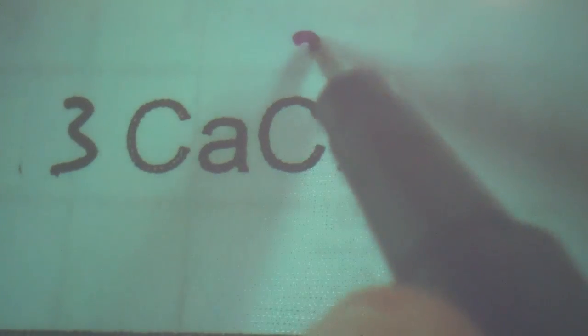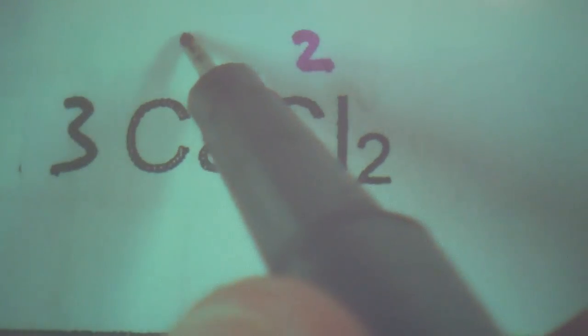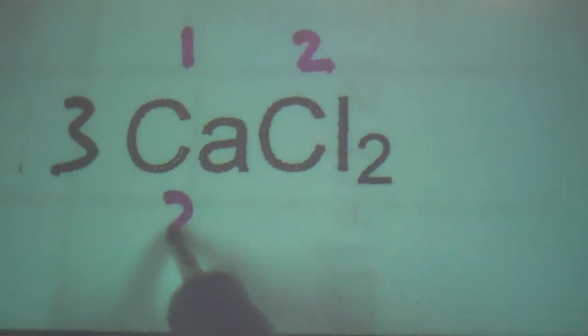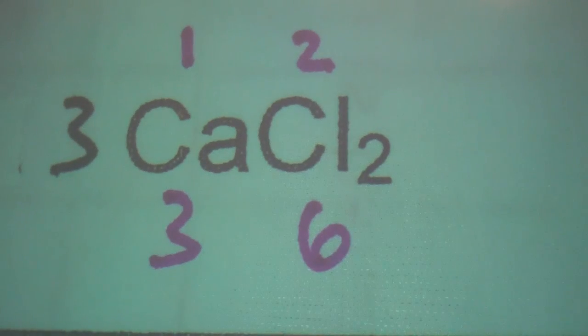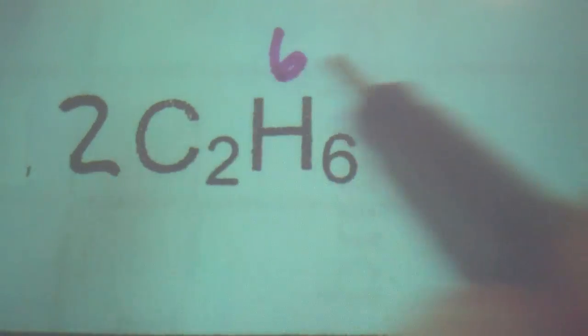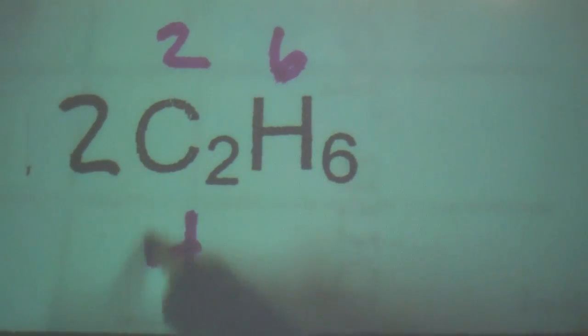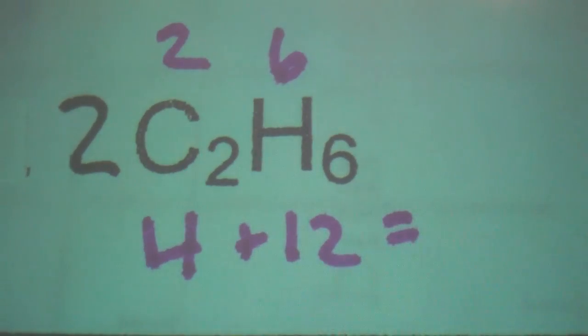Let's do this one. How many Cl's? 2. You covered it up more. How many Ca's? 1. Okay, now how many Ca's? 3. 3 times 1 is 3. 3 times 2 is 6. How many H's? 6. How many C's? 2. Now how many C's? 4. How many H's? 12. 4 plus 12 equals 16. 16 atoms total in that compound.